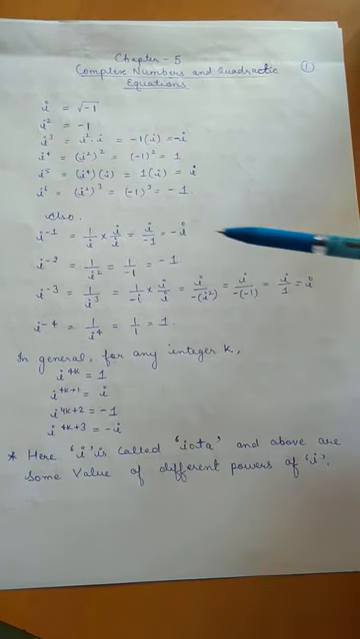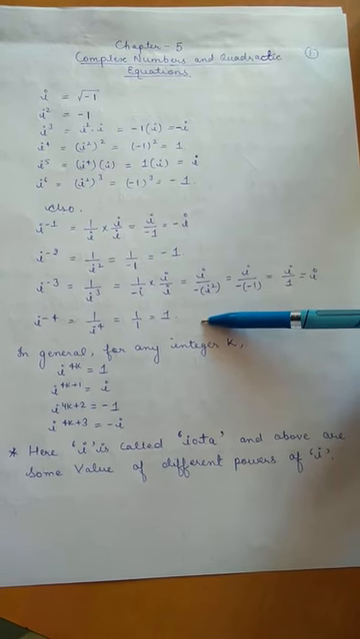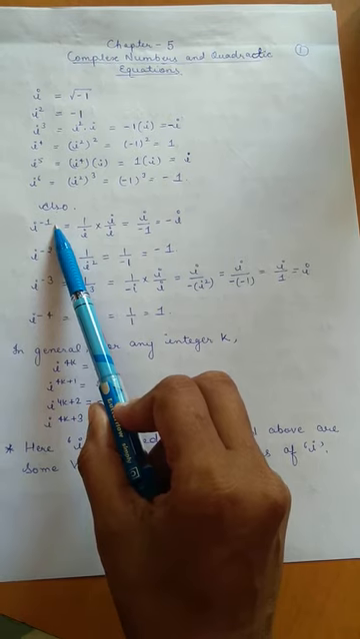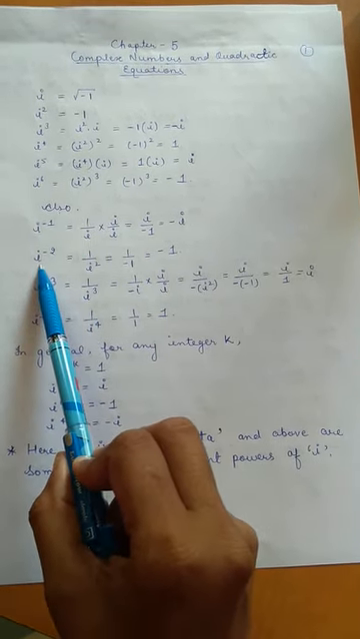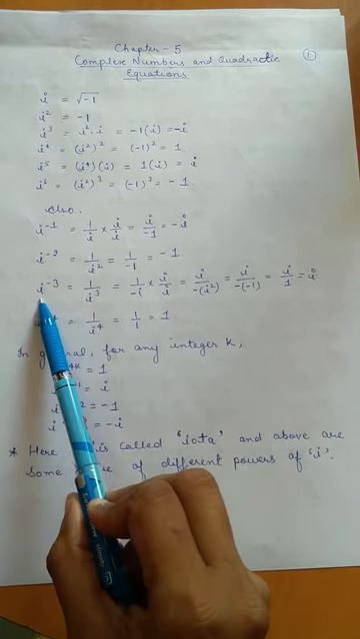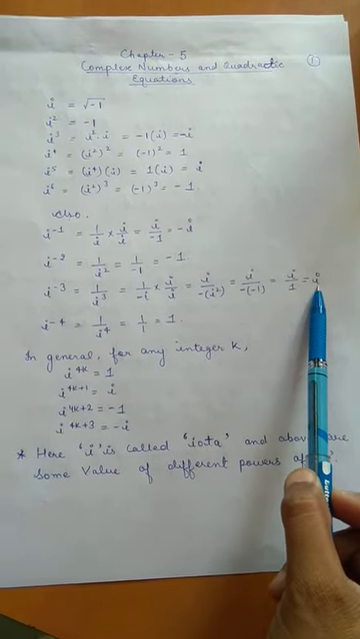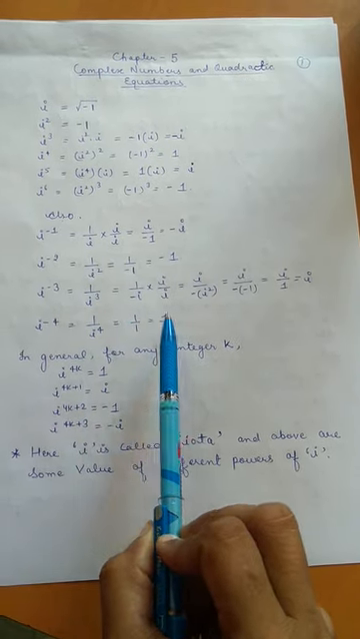In the same way, other values are also calculated. The main motive is to remember these values. So what will be the value of iota to the power -1? The answer is minus iota. What will be the value of iota to the power -2? That will be -1. And what will be the value of iota to the power -3? That will be iota. And iota to the power -4 will give you the answer 1.